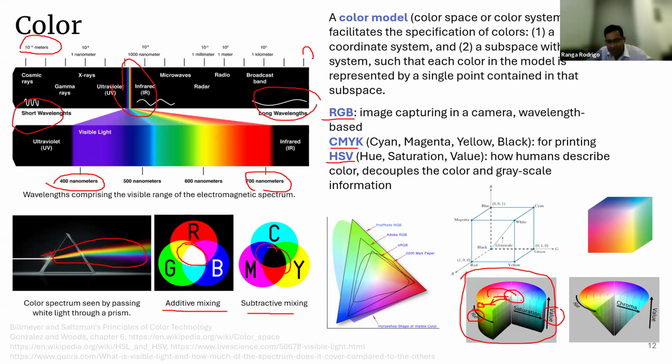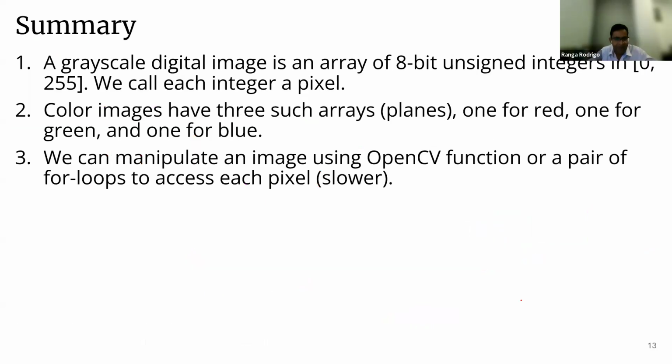Sometimes it is useful. We have to convert that to different colors. So in OpenCV, cvtColor allows you to convert into different color spaces.